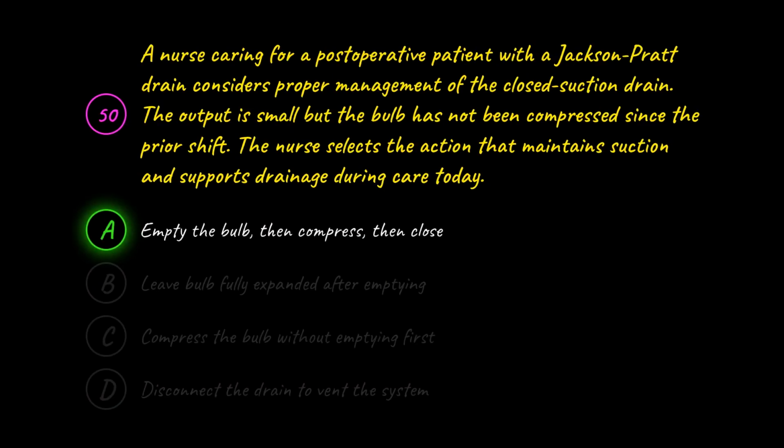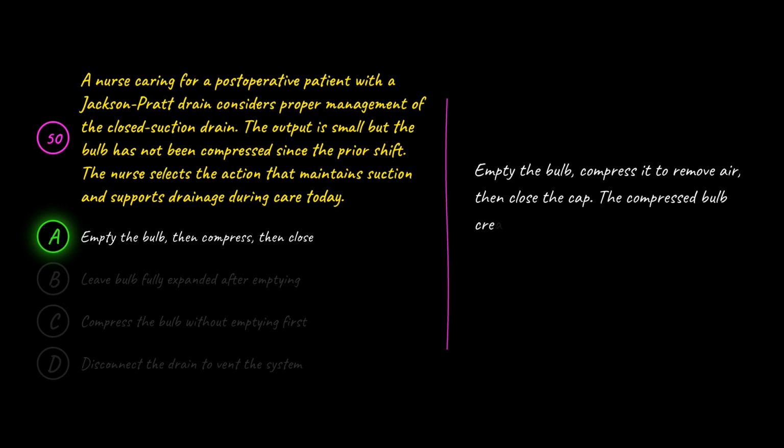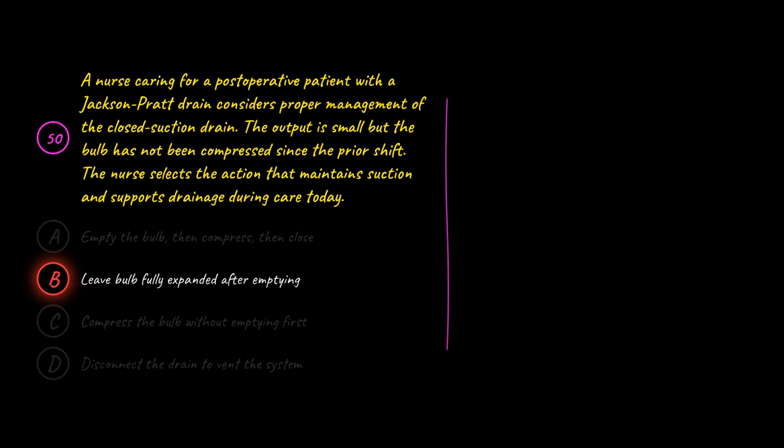The correct answer is A. Empty the bulb, then compress, then close. A is correct because you empty the bulb, compress it to remove air, then close the cap. The compressed bulb creates the gentle suction that pulls fluid from the wound, and the cycle is repeated each shift to keep drainage flowing. B is wrong because leaving the bulb fully expanded after emptying eliminates the suction.